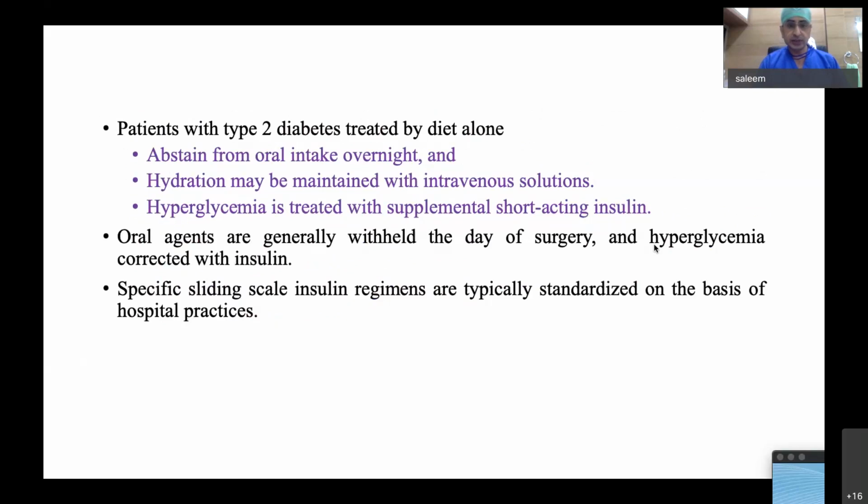Patients with type 2 diabetes treated by diet alone should abstain from oral intake overnight before the surgery, and hydration may be maintained with intravenous solutions. Hyperglycemia is treated with supplemental short-acting insulins. Oral agents are generally withheld the day of surgery and hyperglycemia corrected with the insulin. Specific sliding scale insulin regimes are typically standardized on the basis of hospital practices.